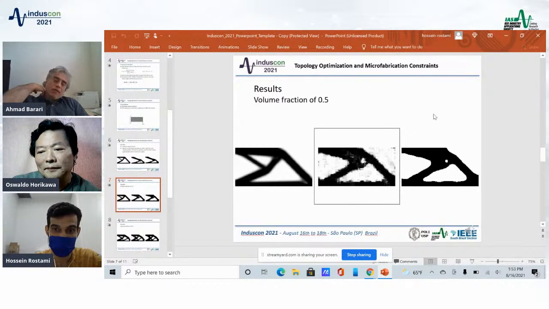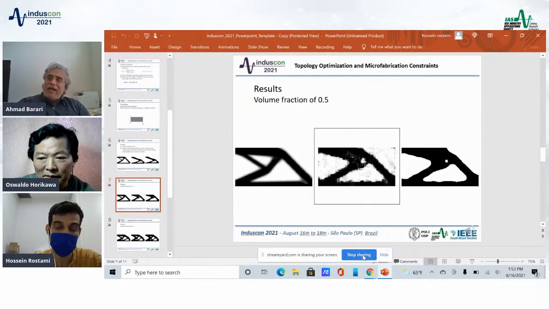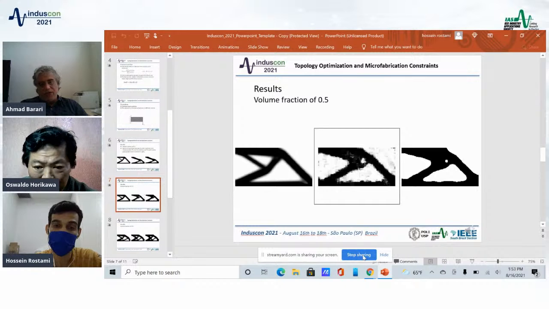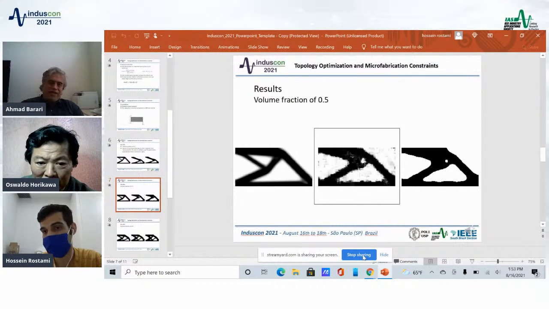If we want to find all the solutions that have the same compliance for 0.5 volume fraction, do you think it's possible? You mean we discover whether there are other possibilities, right? Yes. You just showed here that there are two possibilities. So I'm curious how many more possibilities exist, really.